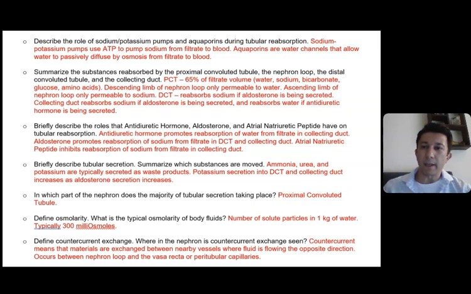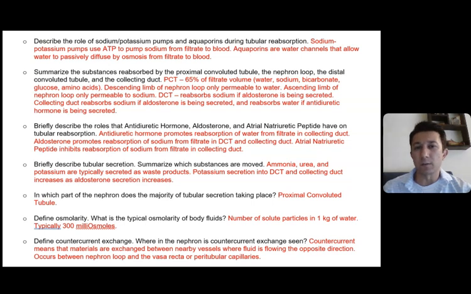And then that filtrate will make a hairpin turn and move up the ascending limb of the nephron loop, and that part of the nephron loop is only permeable to sodium because there's only sodium-potassium pumps in there. There's no aquaporins in there. And so the nephron loop is typically where water and sodium are both reabsorbed in fairly high concentrations back into the bloodstream. Now, the distal convoluted tubule will reabsorb sodium if aldosterone is being secreted by the adrenal gland.